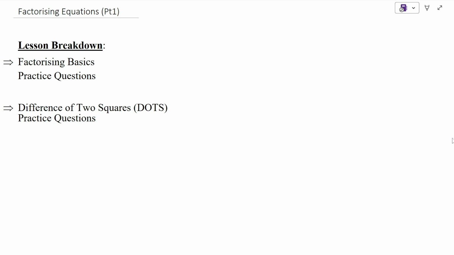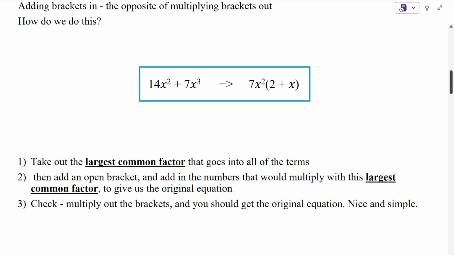In this part of the algebra series, we are going to be taking a look at factorizing equations. We are going to be starting off with the factorizing basics and then moving on to the difference of two squares. Factorization is essentially just adding brackets into the equation, which is the opposite of multiplying brackets out, the topic that we looked at in the previous lesson.